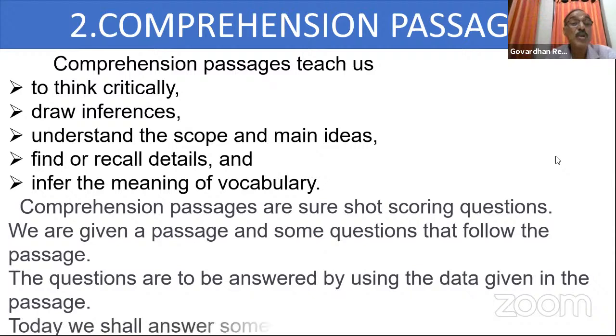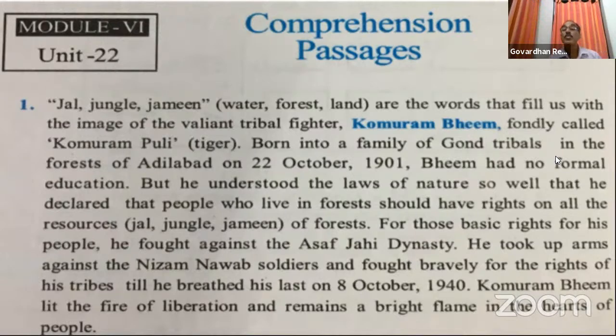Now we'll see some more examples. Today we shall answer some passages given in the textbook. Open to page number 254, comprehension passage 1, module 6, unit 22. Jal, Jungle, Jameen. Water, forest, land. Jal, Jungle, Jameen are three Hindi words which mean water, forest and land. They are the words that fill us with the image of the valiant tribal fighter Komaram Bhim, fondly called Komaram Puli or tiger, born into a family of Gond tribals in the forests of Adilabad on 22 October 1901.